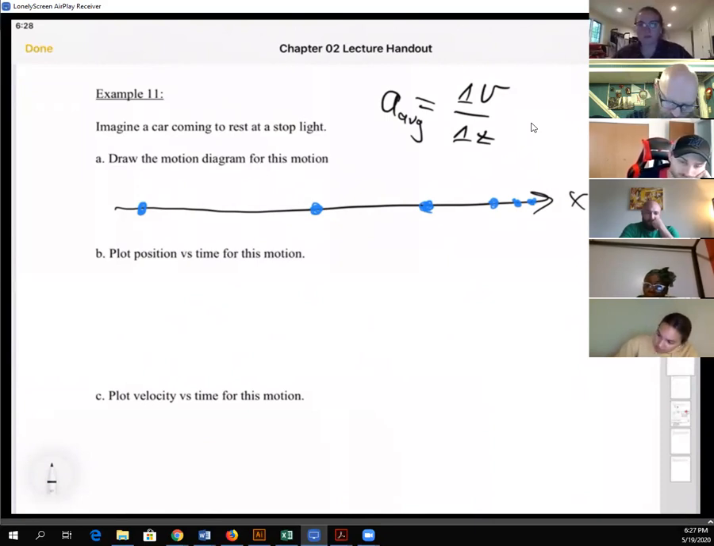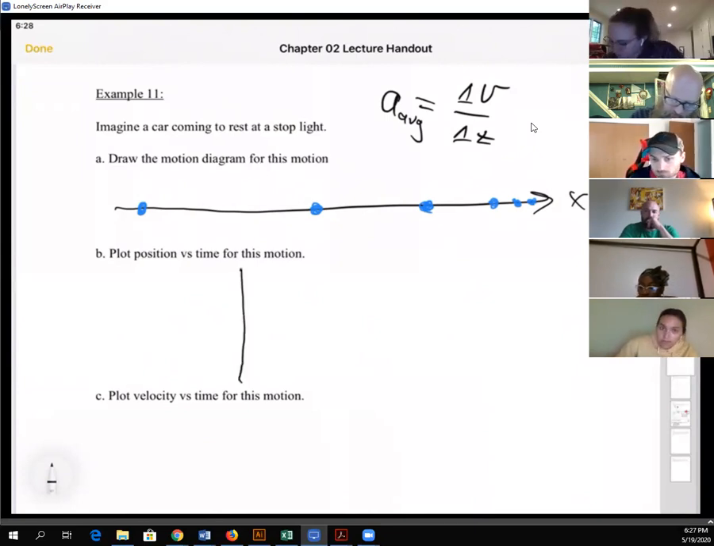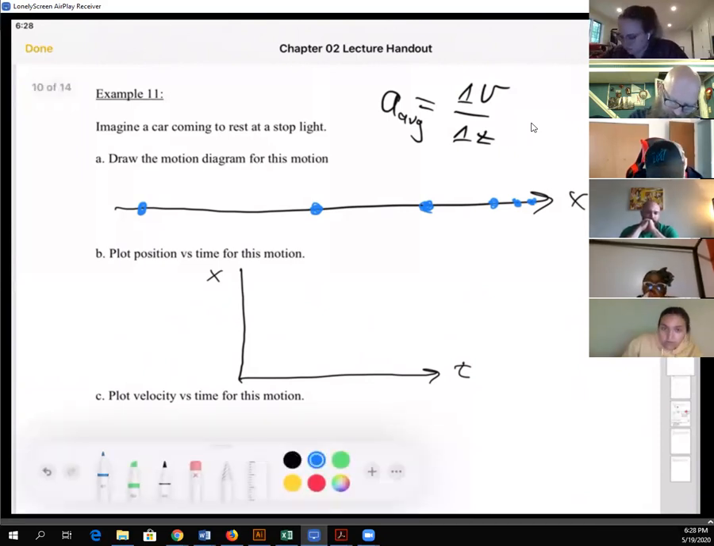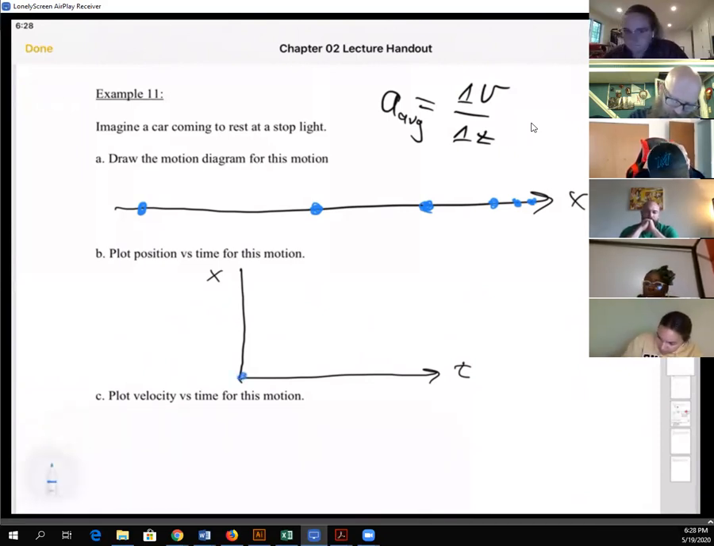So we could plot position versus time. Let's draw. So here's time and here's position. And let's have it start at the origin. Why not? And initially we're going kind of fast, right? So it's going to be a big slope, but then the slope gets smaller, right?